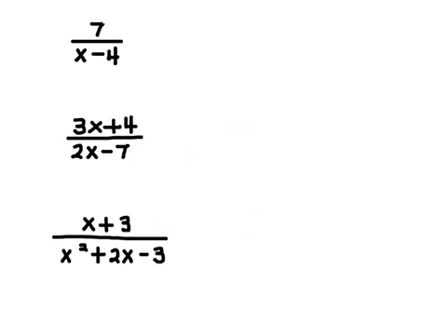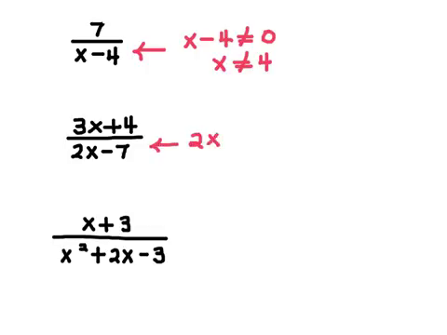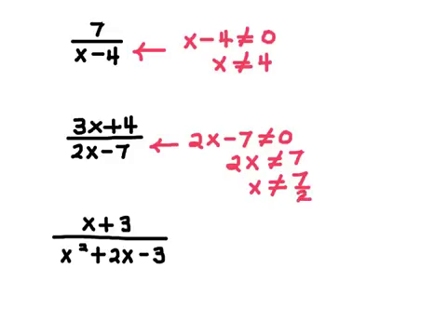Let's find the domain restrictions for these three rational expressions. In our first rational expression, we want to not have a divide by zero error. We would have a divide by zero error if x minus 4 is equal to 0. So we want it to not equal 0. Solving for x by adding 4 to both sides, our domain restriction is that x cannot equal 4. In our next problem, we see that 2x minus 7 is in the denominator, and it cannot equal 0, or our expression will be undefined. So I add 7 to both sides, and I get 2x is not equal to 7, and then I multiply both sides by 1/2, and I get x is not equal to 7 over 2. There's my domain restriction right there.